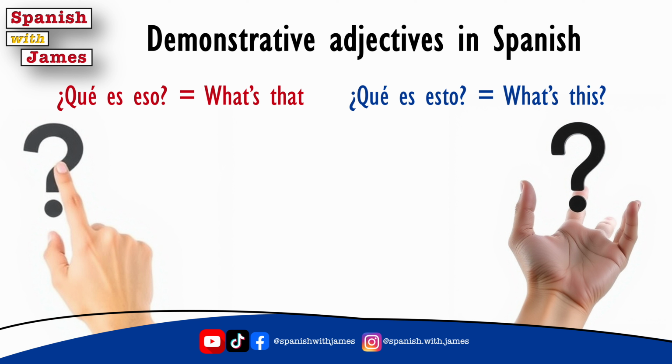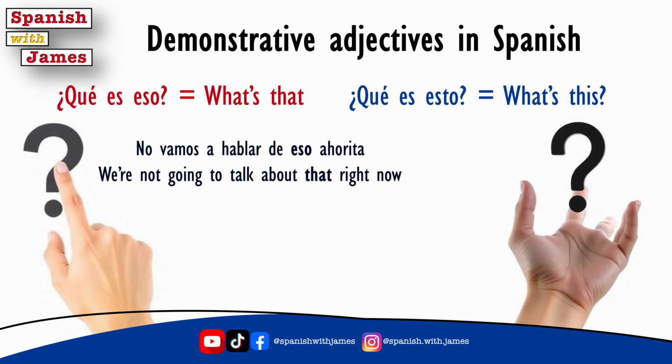An example in a sentence where it's not so much that it's not a noun that I'm familiar with, but sometimes it's a situation. So situations, they don't have a gender, do they? They're just a kind of unspecified thing. So if I'm saying, we're not going to talk about that right now, I can say, no vamos a hablar de eso ahorita. No vamos a hablar de eso ahorita. We're not going to talk about that right now. Or, esto que siento no va a cambiar de la noche a la mañana.